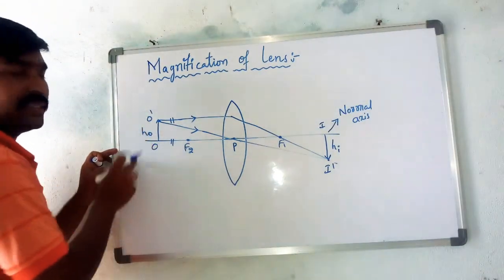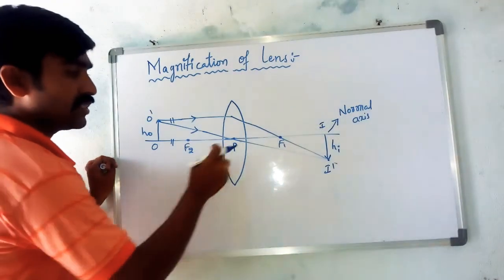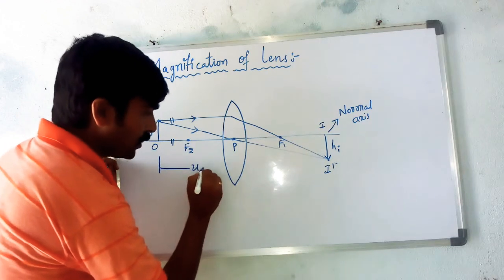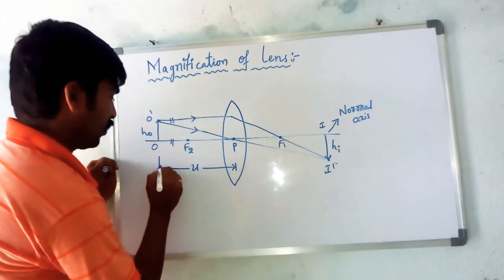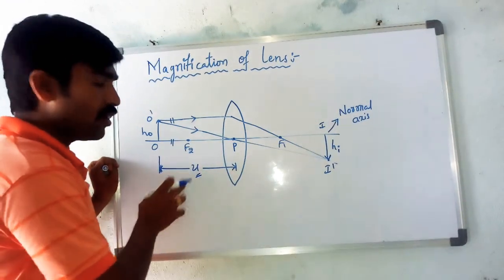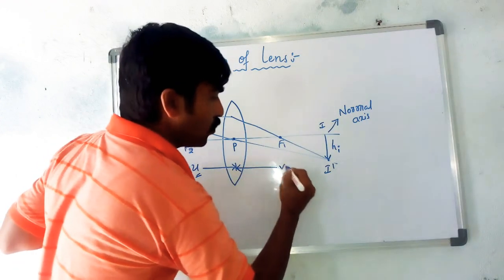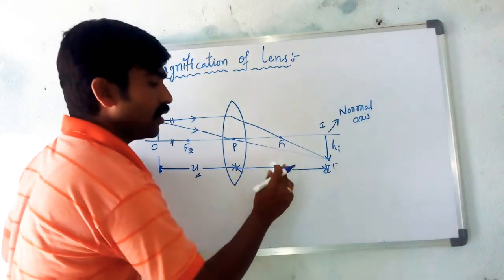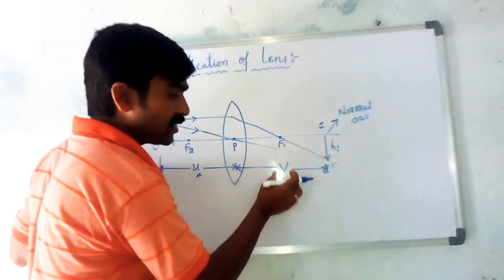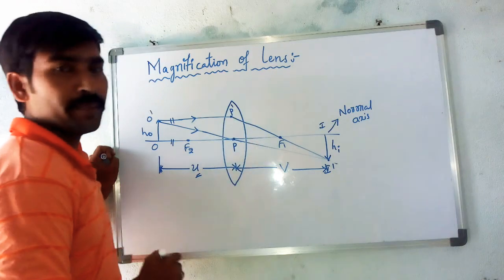OO dash is the object height and I dash is the image height. The distance between the optic center and the object is called the object distance, indicated by U. The distance between the optic center and the image is called V. The object distance is U, the image distance is V, and the ray strikes the lens at the point PP dash.